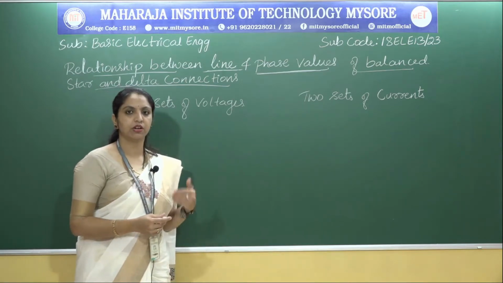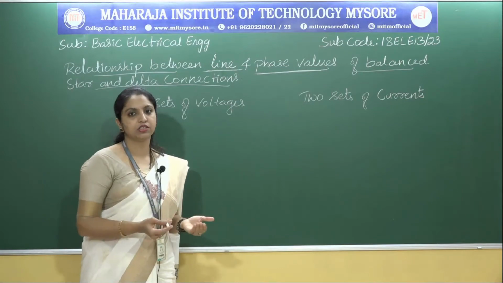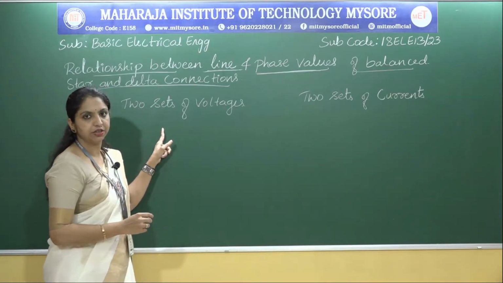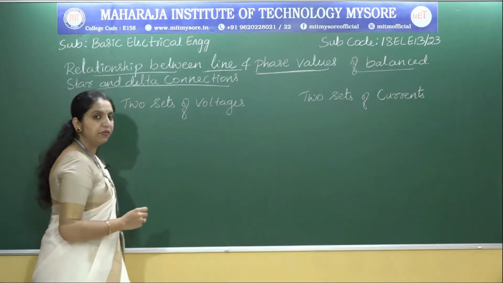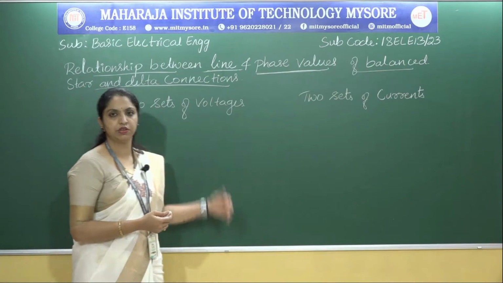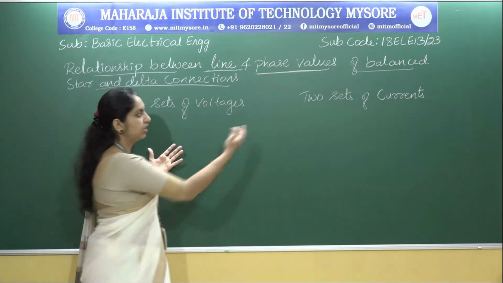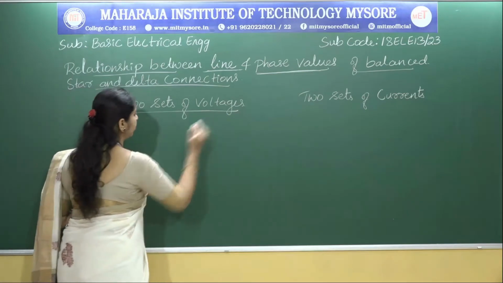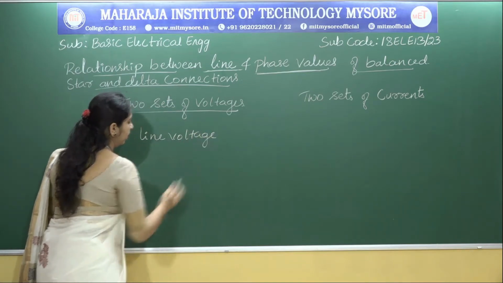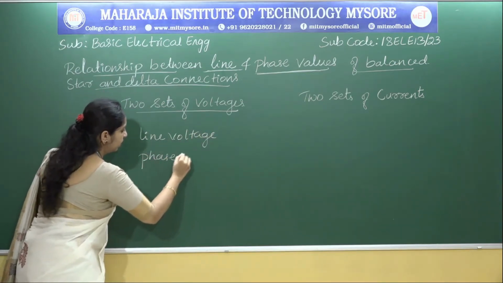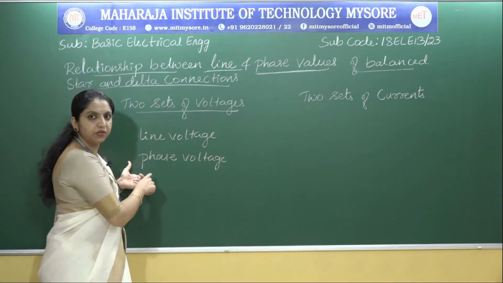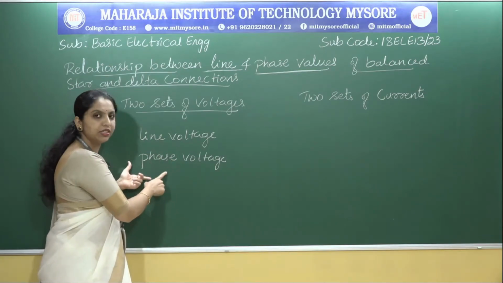Already I have told you in the previous session what a balanced circuit or balanced load is. So, balanced star and delta connection. In a three-phase system or circuit, we have two sets of voltages and two sets of currents. The two sets of voltages are line voltage and phase voltage.